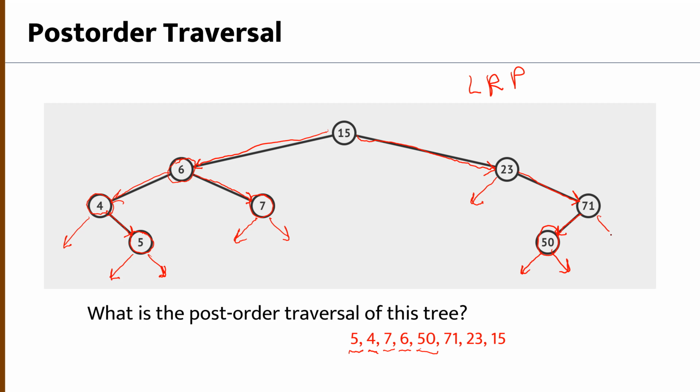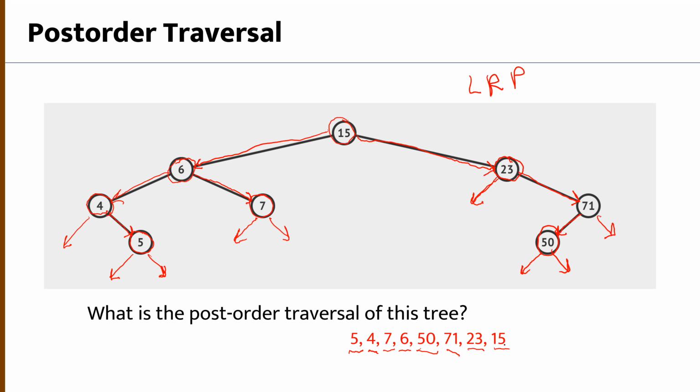So now we're at the 71. We'll want to traverse right. Since there's nothing there, we'll be able to print out 71. And then we go back up to this 23. Since we've already visited the left and right subtrees of 23, we can finally print out 23. And finally, we can print out the root, which is 15.